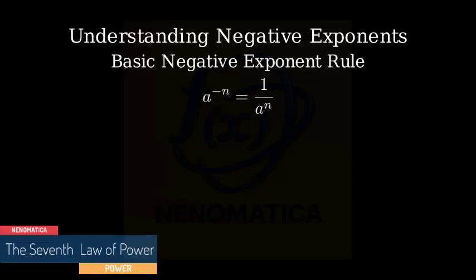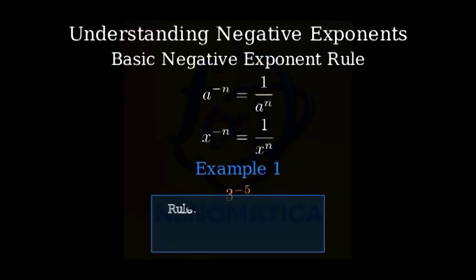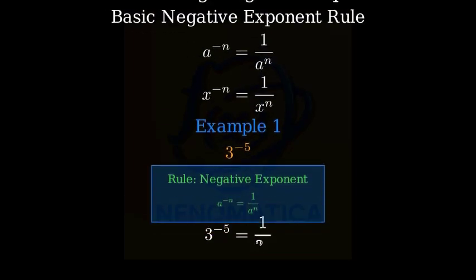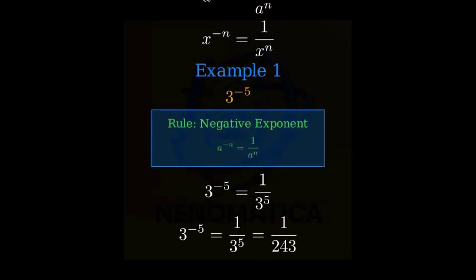Let's begin with the basic rule for negative exponents. When we have a base raised to a negative power, we can rewrite it as 1 divided by the base raised to the positive power. For example, x to the power of negative n equals 1 over x to the power of n. Now, let's work through some examples from the image. Our first example is 3 raised to the power of negative 5. To solve this, we'll apply our negative exponent rule. 3 to the power of negative 5 equals 1 over 3 to the power of 5. So our answer is 1 over 3 to the 5th, or 1 over 243.